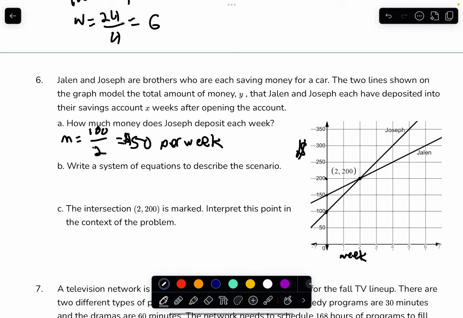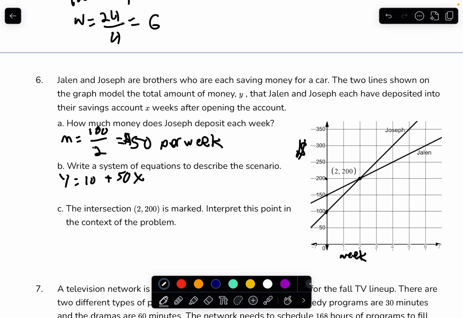Write a system of equations to describe the scenario. Well, the first equation would just be the y-intercept of 100 for Joseph plus the $50 per week times the number of weeks. That's just slope-intercept form because I'm looking at Joseph's line here, and you can see that the y-intercept is 100 and the slope was 50, so it's a simple thing to write.